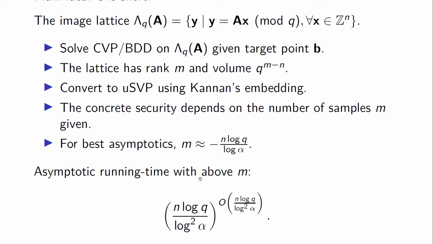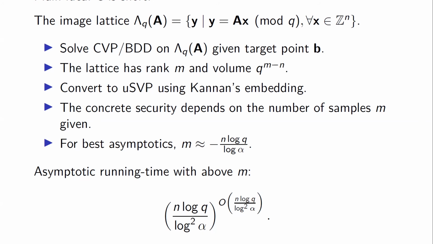So if I plug in this optimal m, we can get the asymptotic running time. Expressed in the parameters of LWE, it is n log q over log squared alpha. That's why the binary secret LWE does not change the asymptotic that we mentioned earlier.